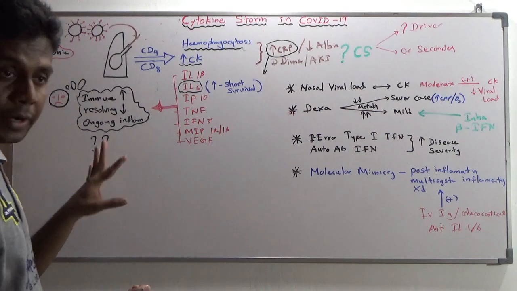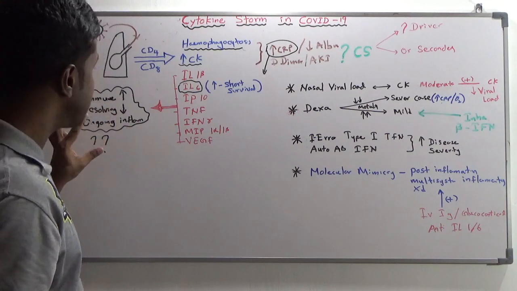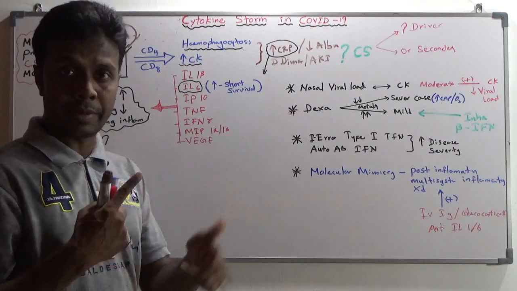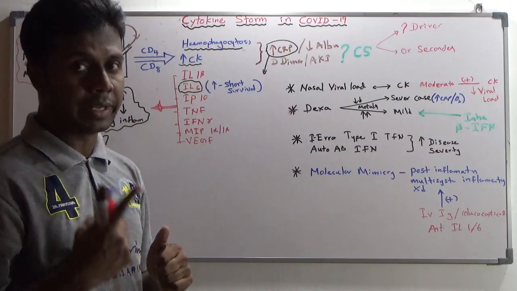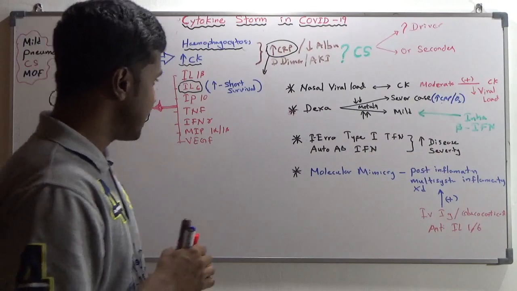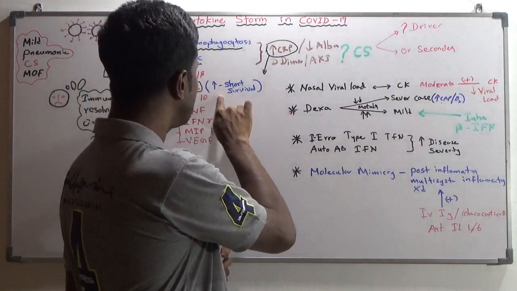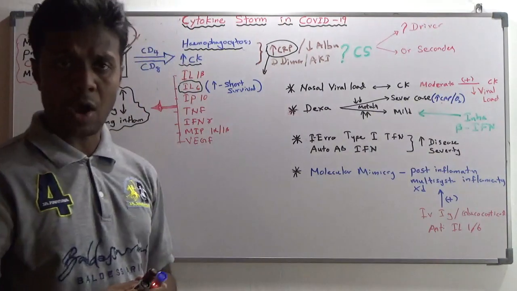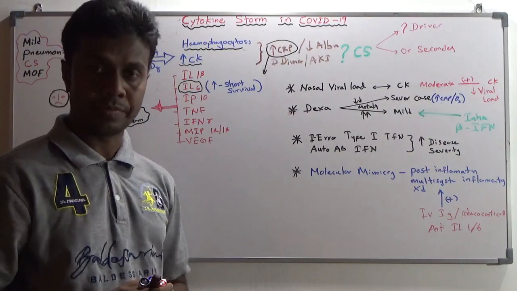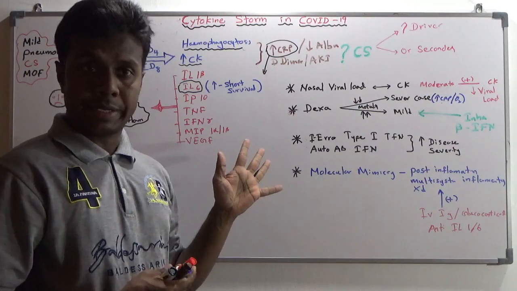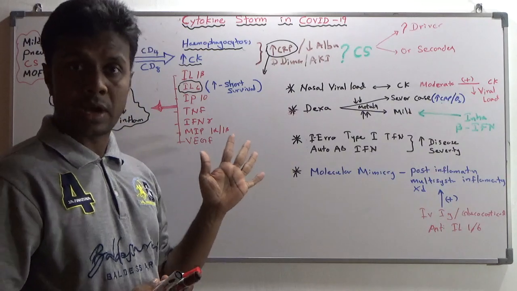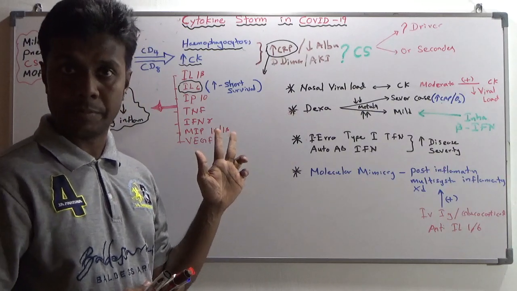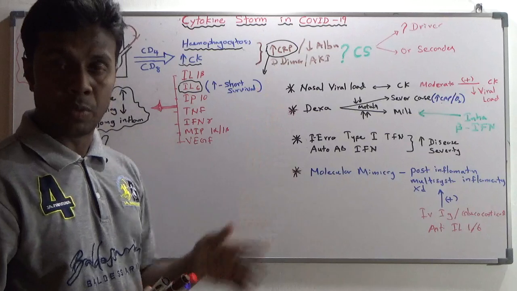But still they have not found the exact mechanism for hyperimmune system activation in COVID-19 patients. After that, with a high interleukin 6 level, they found shorter survival. Not only in COVID-19, many patients with a high interleukin 6 level were found to have high mortality.